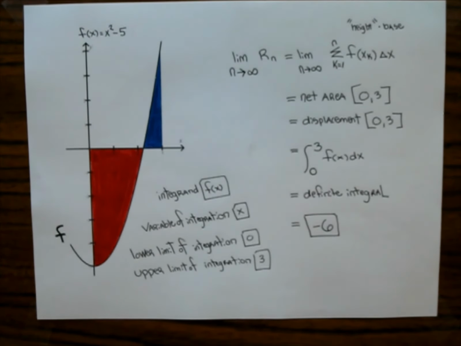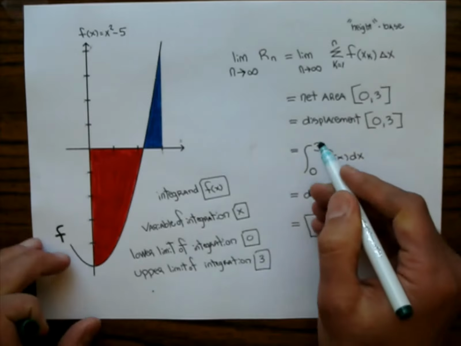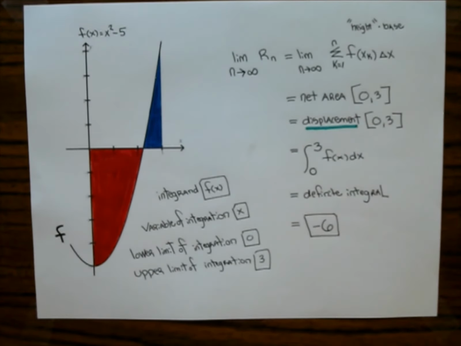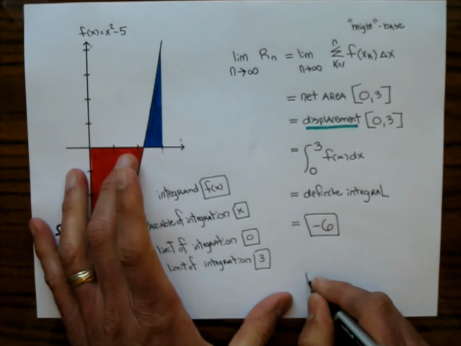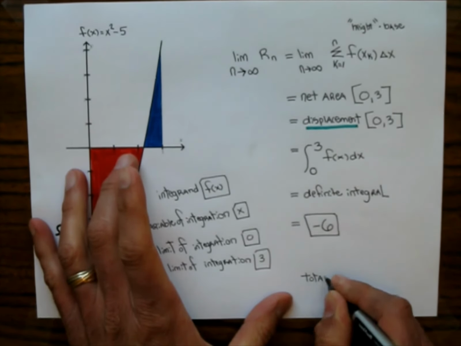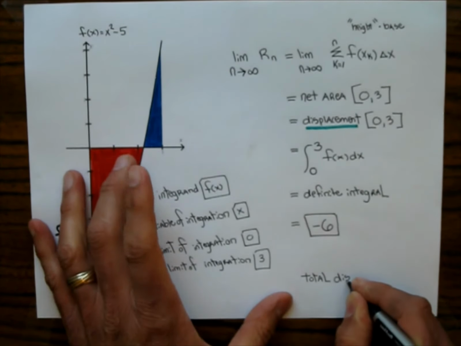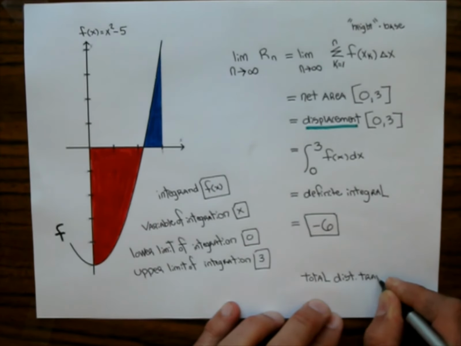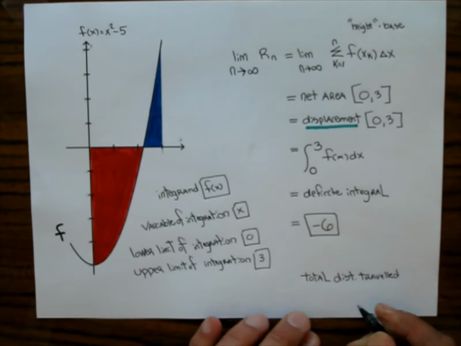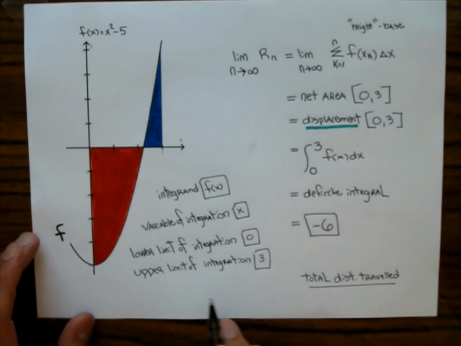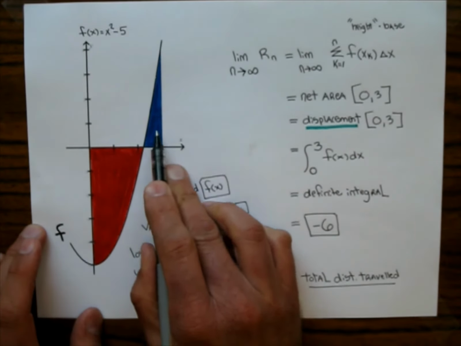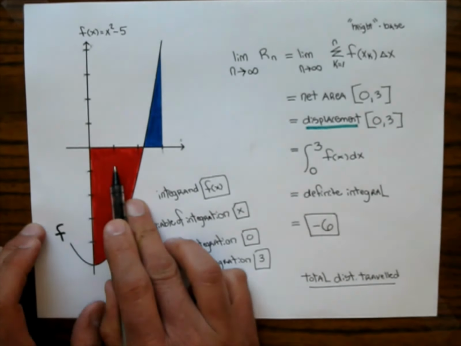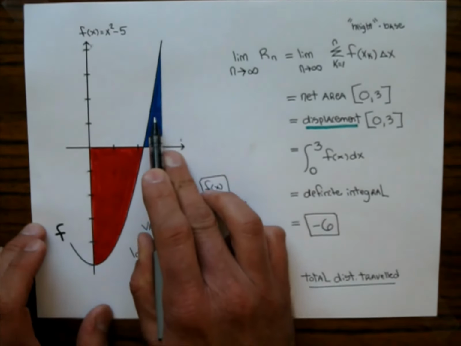Okay, so this was something else I want to point out. We have displacement, which is that right there. How do I get total distance traveled by the bug? The total distance traveled by the bug would just be the total area. So we would not count this red as a negative area. We would say this is a positive area and that's a positive area.